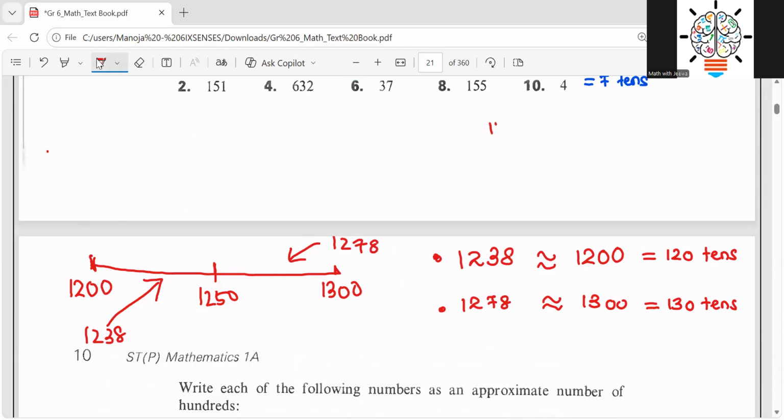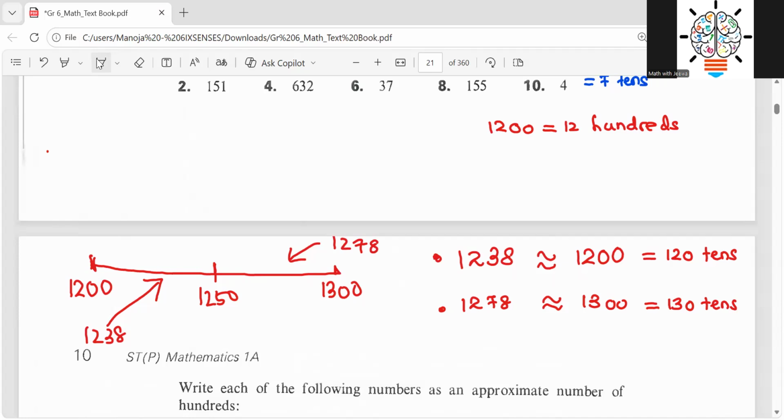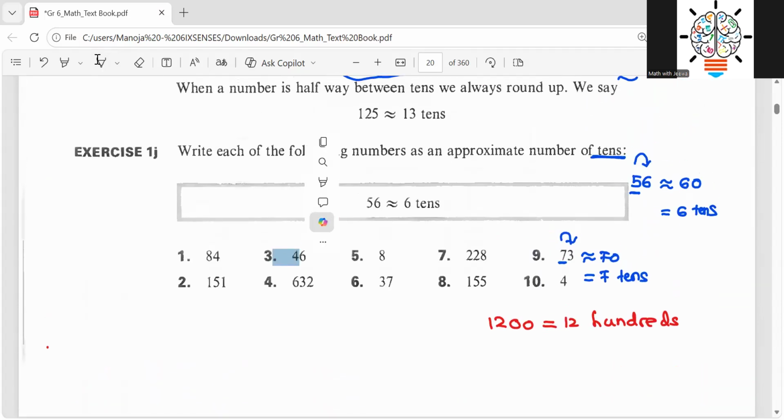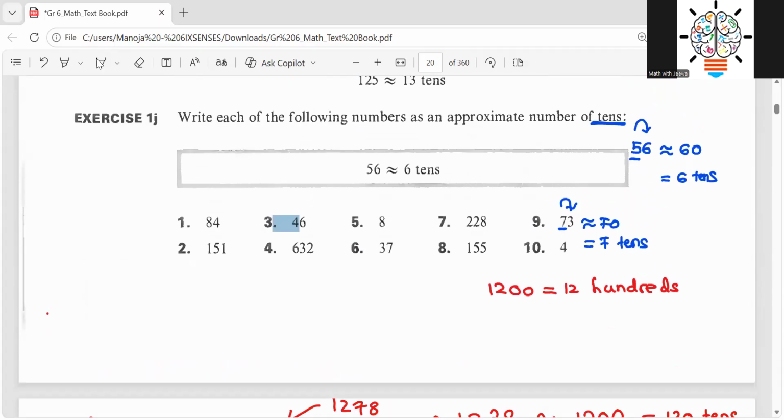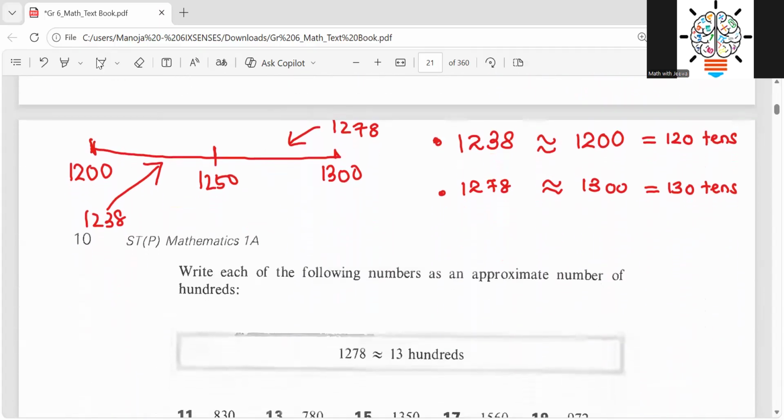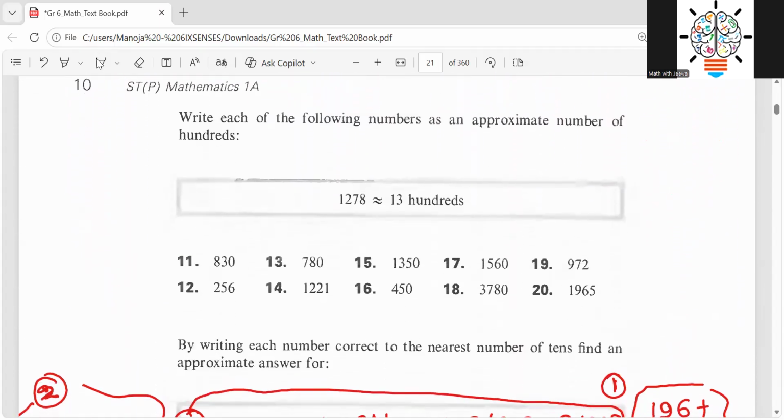But 1200 in another way, you can write 12 hundreds, right? 12 hundreds. Either you write 120 tens or 1200, based on the question type they have asked. Here they have asked us to write as an approximate number of tens, therefore we wrote it with the tens. But if they are talking about the hundreds, you want to write it as an approximate number of hundreds.